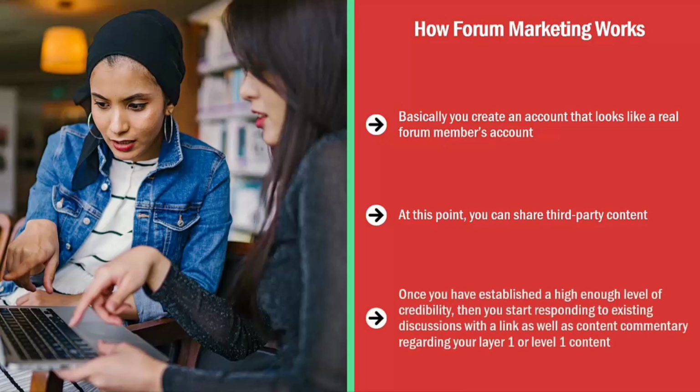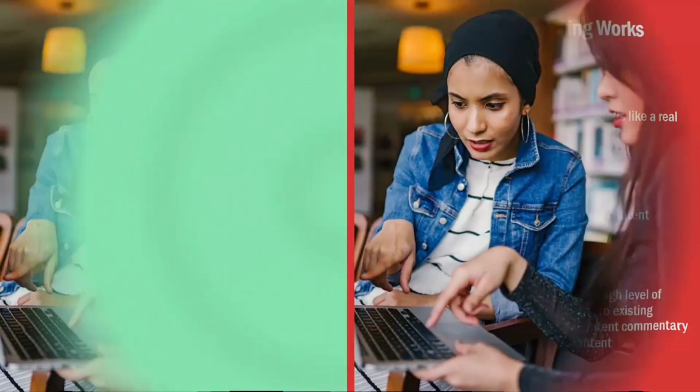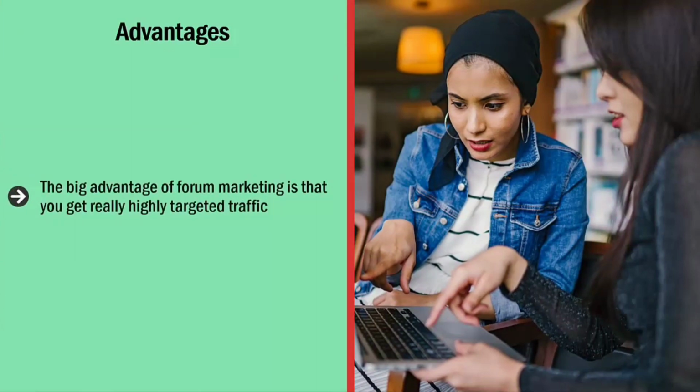Once you have established a high enough level of credibility, then you start responding to existing discussions with a link as well as content commentary regarding your Level 1 content. Eventually, you should be able to have enough clout on the forums you're marketing to start discussions that directly talk about your own resources. Advantages. The big advantage of forum marketing is that you get really highly targeted traffic. These are people who are already talking about the problems that the affiliate products you're promoting solve. You are interacting with people who are directly interested in the solutions that you are promoting.